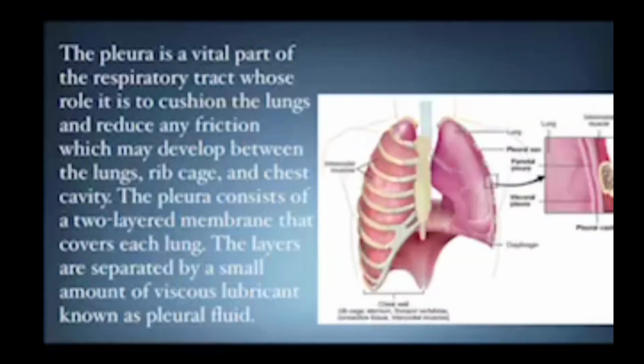The pleura is a vital part of the respiratory tract whose role it is to cushion the lungs and reduce any friction which may develop between the lungs, rib cage, and chest cavity. The pleura consists of a two-layered membrane that covers each lung. The layers are separated by a small amount of viscous lubricant known as pleural fluid.